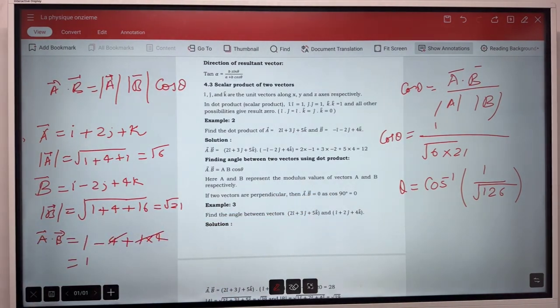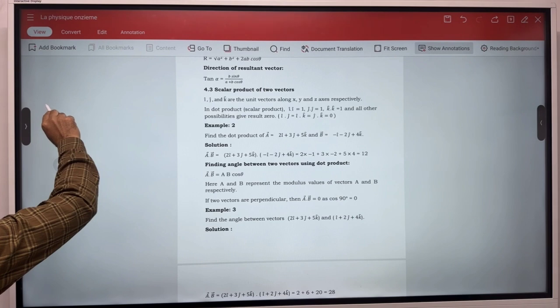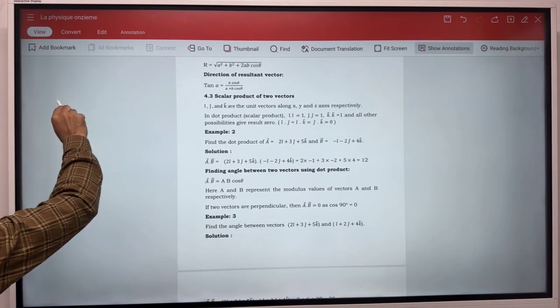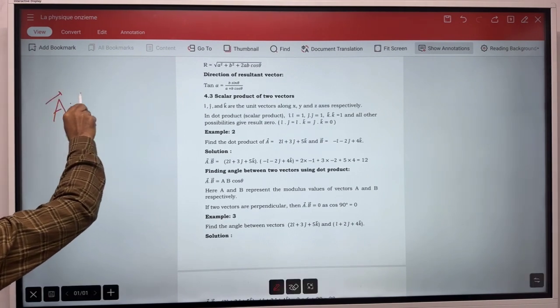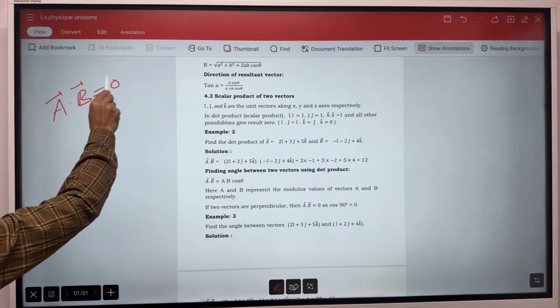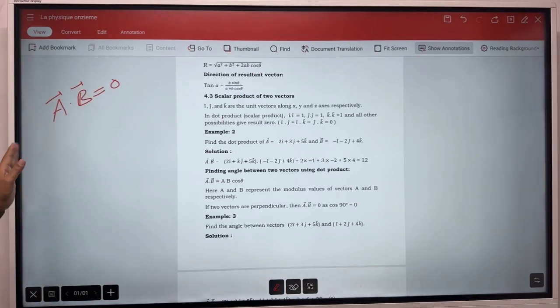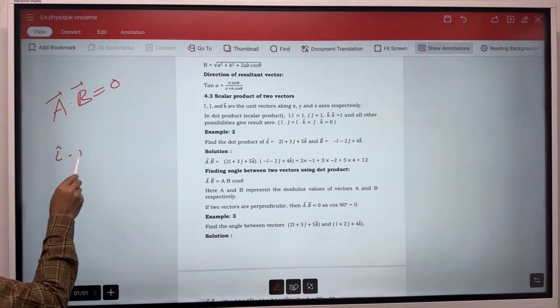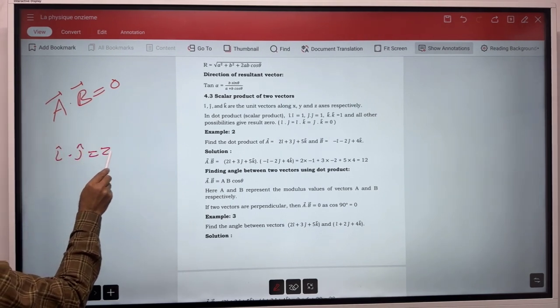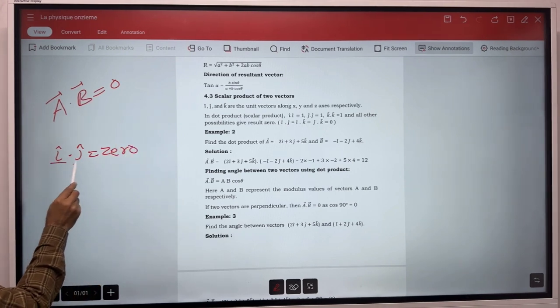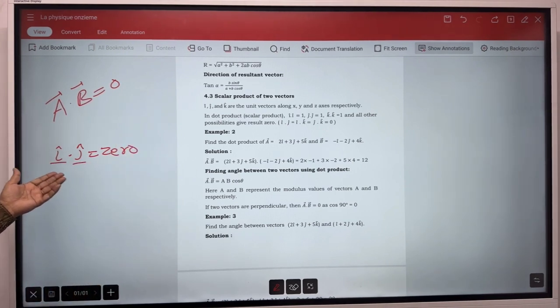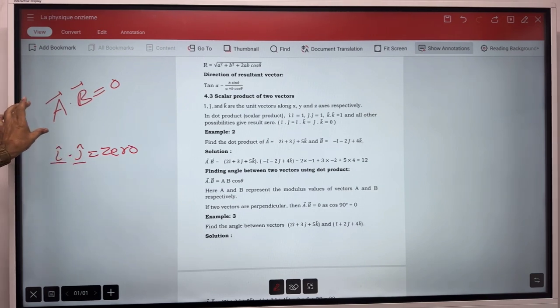Now one thing you will observe: if the dot product of two vectors, like suppose vector A dot vector B, you are getting 0, it means they must be perpendicular, because you have seen if we evaluate i dot j, what do we get? We get 0. So definitely these two unit vectors are perpendicular to each other. One is along the x-axis, another is along the y-axis. The same thing will happen if there are two vectors and their dot product is giving 0. It means they are mutually perpendicular.